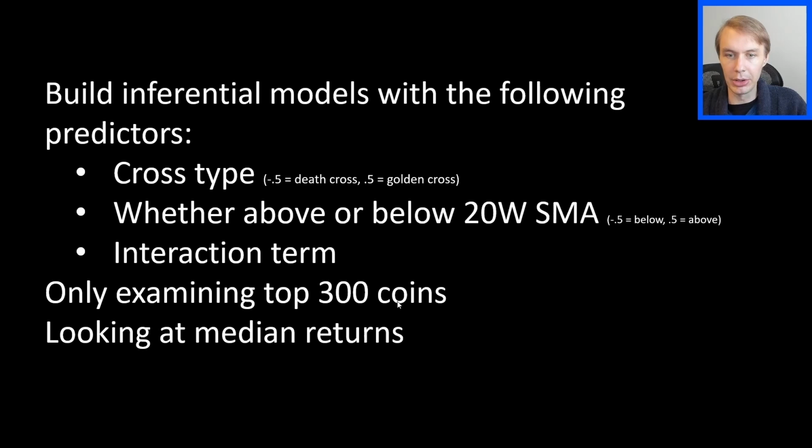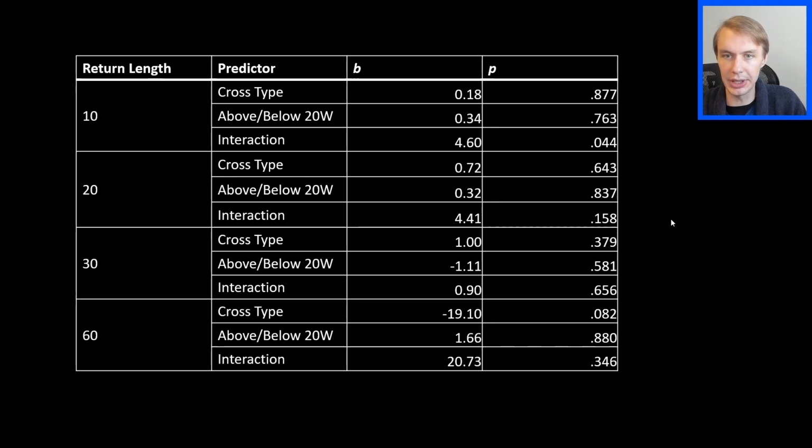For this analysis, I'm only looking at the top 300 coins, so only focusing on relatively larger coins. Finally, I'm only looking here at median returns. Average returns can get very skewed if you have small cap assets that do a 10,000x move, for example, since that can really skew your distribution and your means. So medians help get rid of that. Medians are a lot less sensitive to outliers. Let's go ahead and talk about what we see.